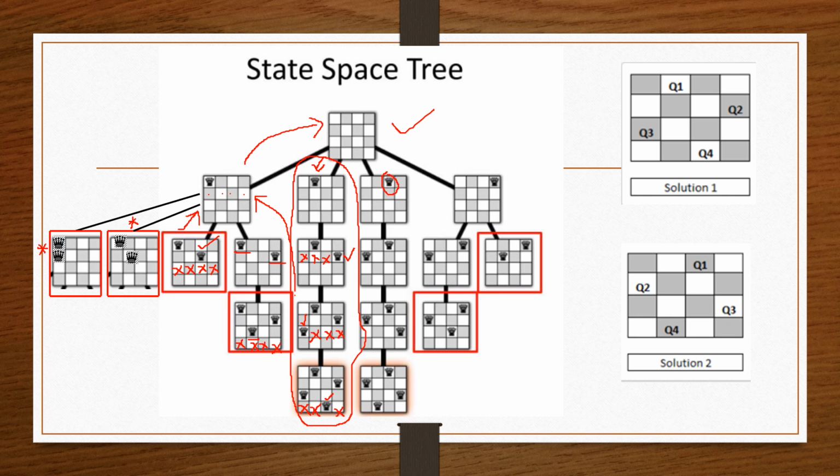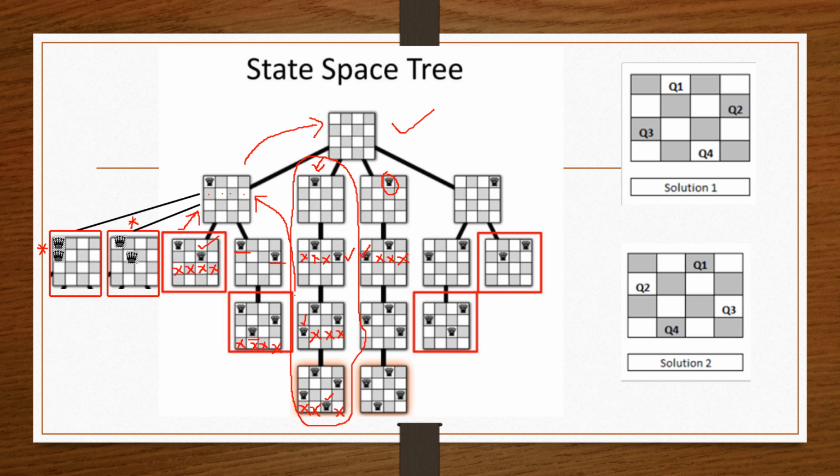It has been successfully placed. Let me explore for placing the second queen. Second queen can be placed in the first column without any clashes. Second column, no, because of diagonal clash. Third column, no, because of vertical clash. Fourth column, no, because of diagonal clash. So it is successfully placed.